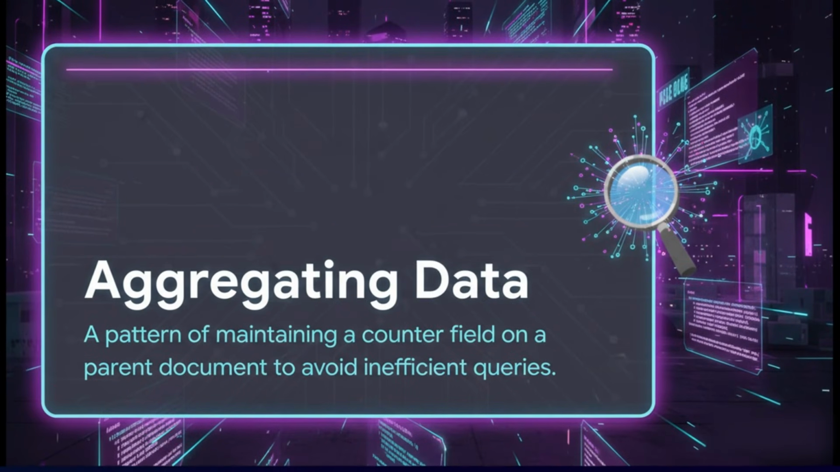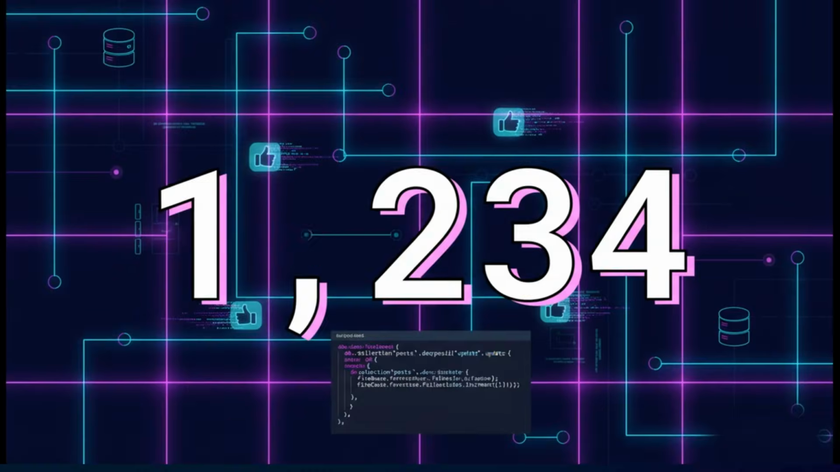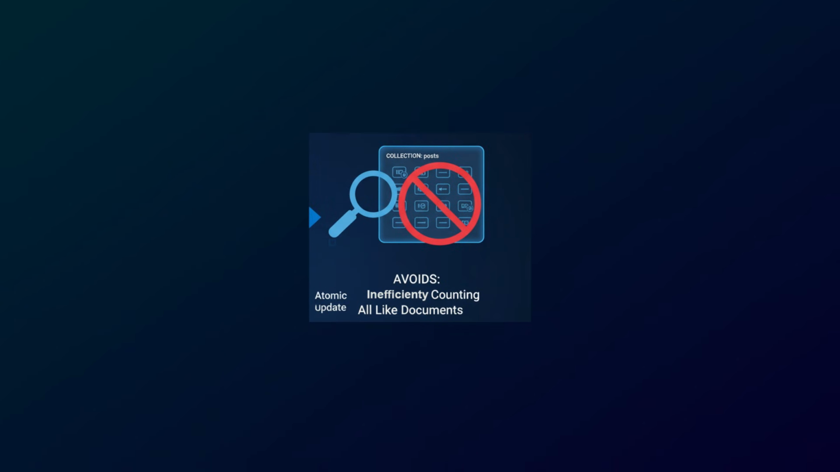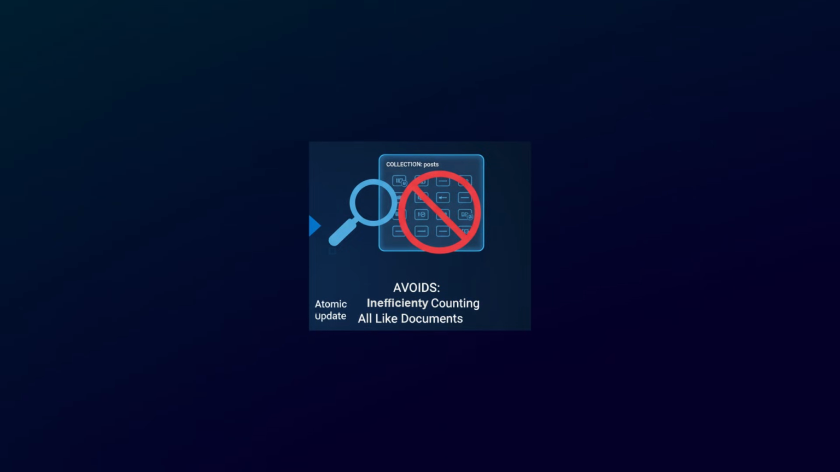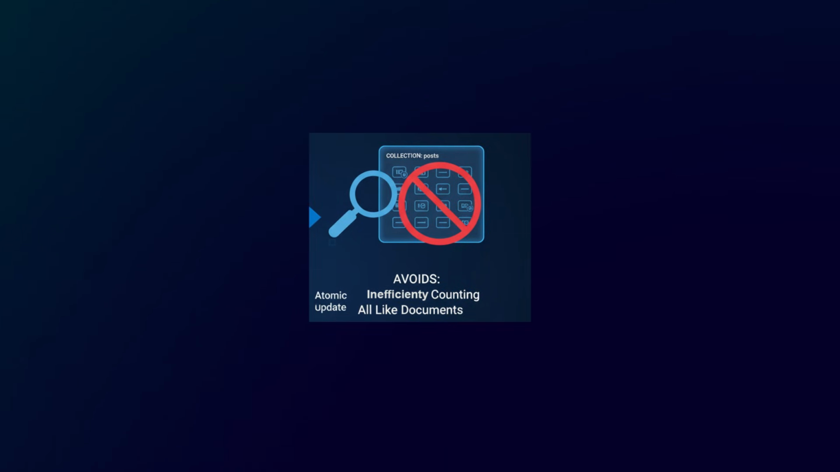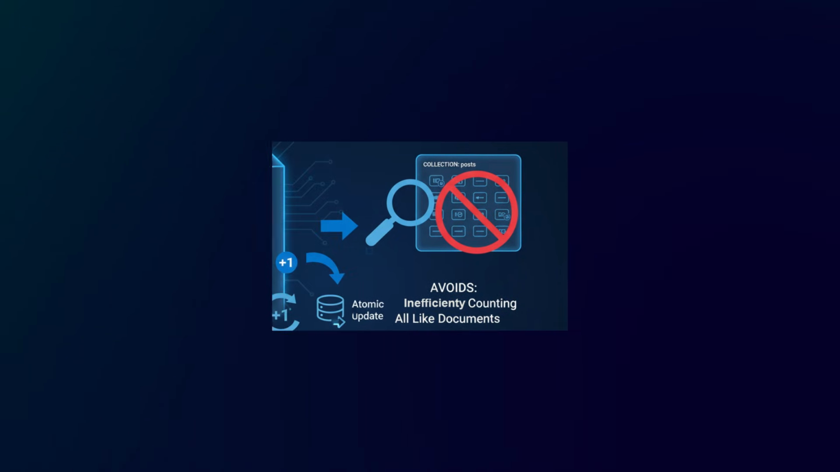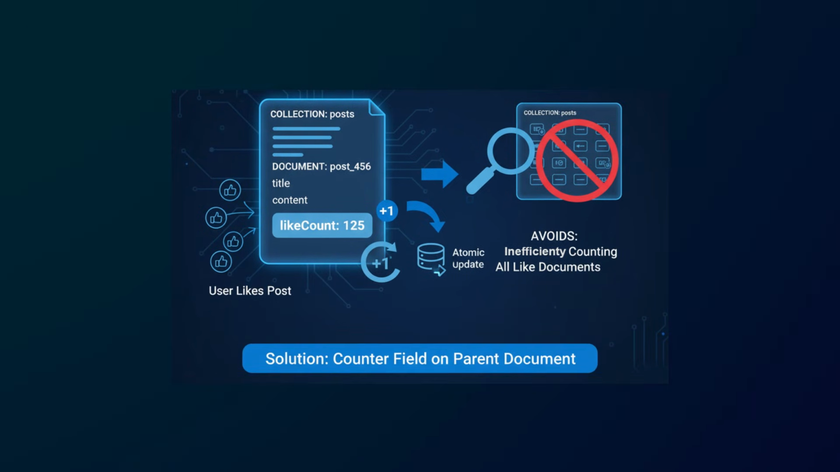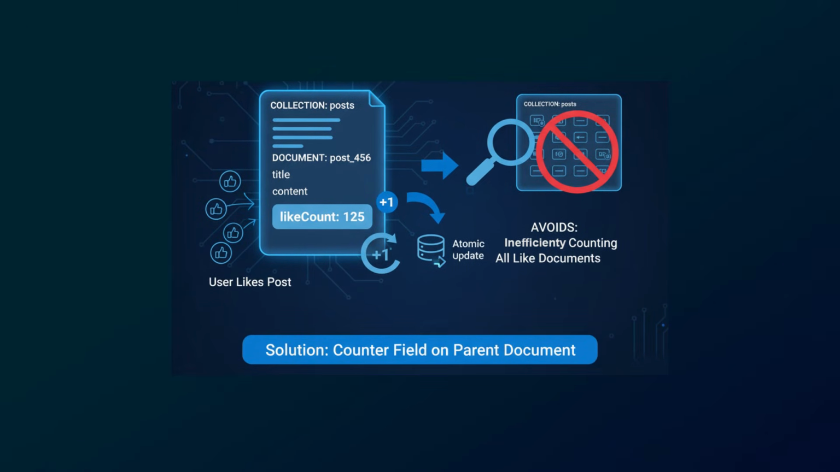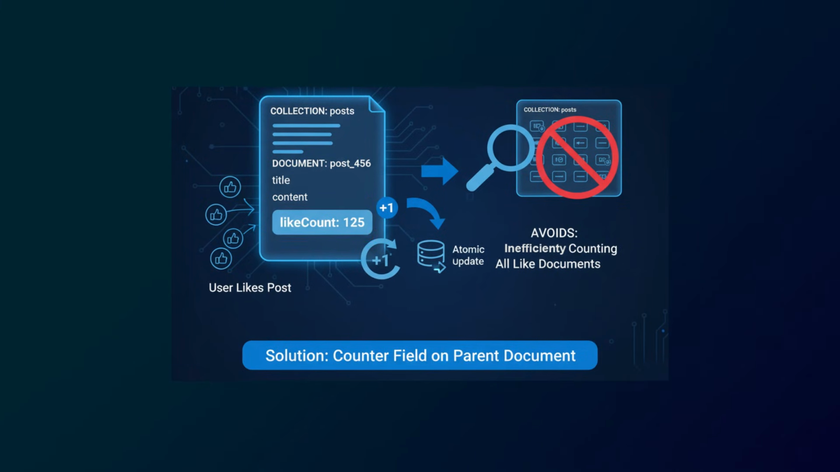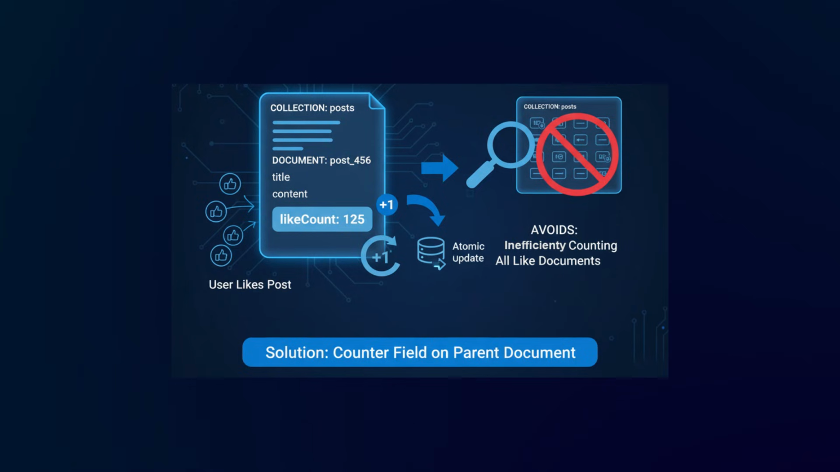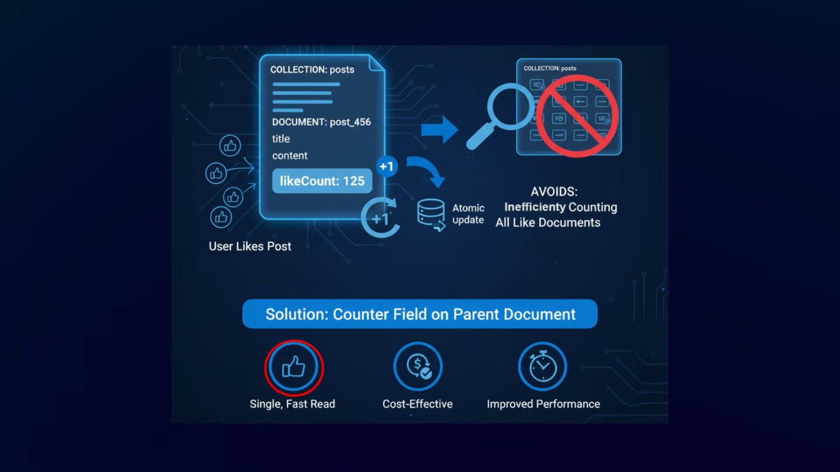Aggregating data. When dealing with a collection of items, for example, like a post or comment count, querying all the related documents and counting them is inefficient. Instead, a common pattern is to aggregate the data by maintaining a counter field on the parent document. For instance, a post document could have a like count field. When a user likes the post, you increment this field. This allows you to get the like count in a single fast read operation.